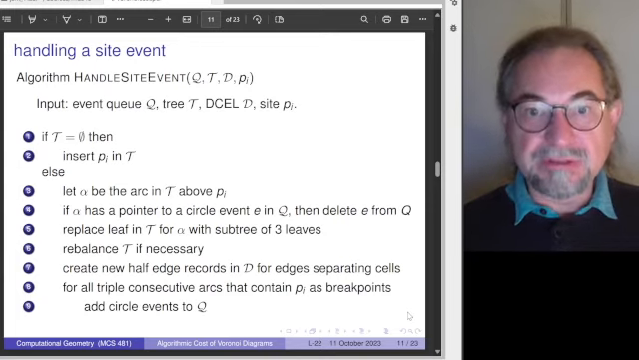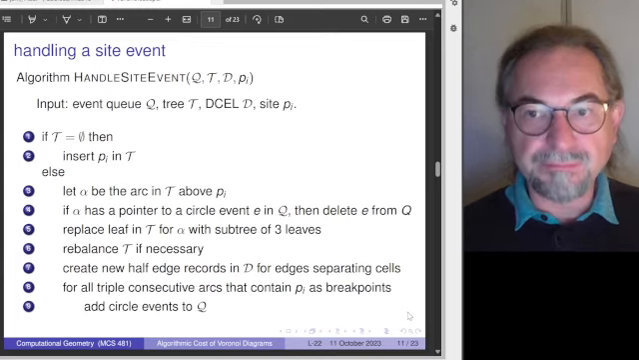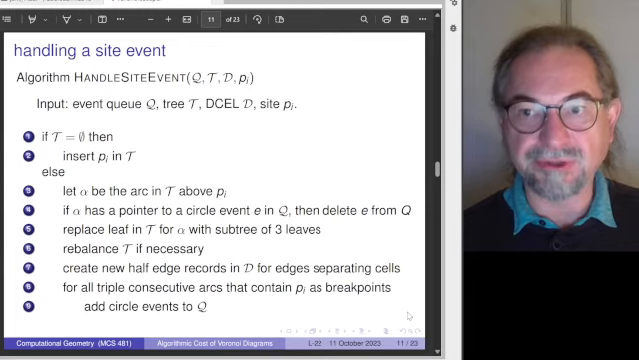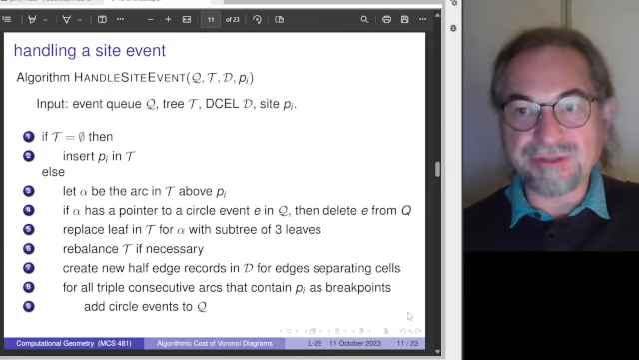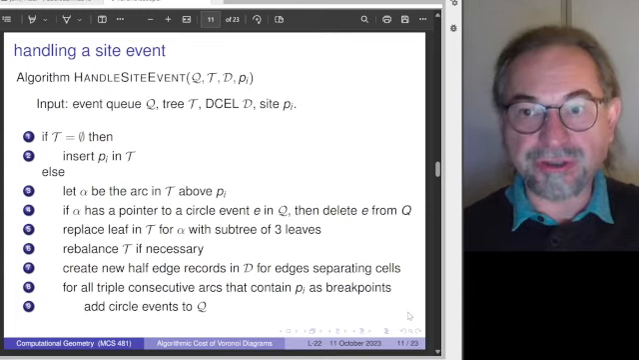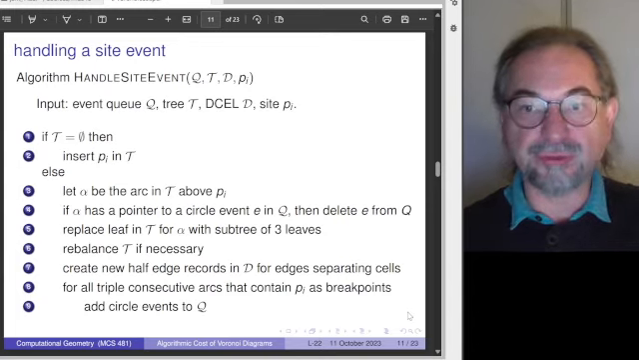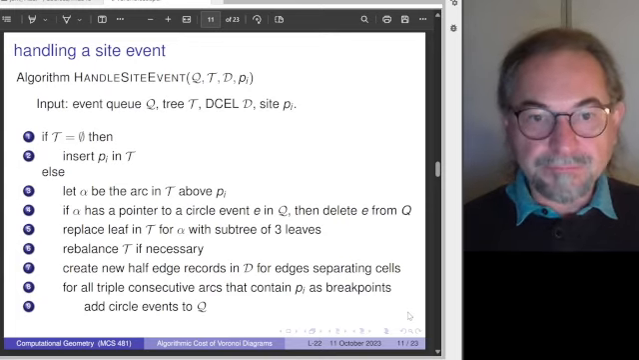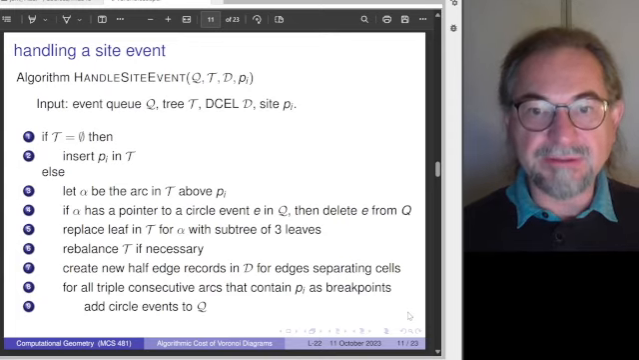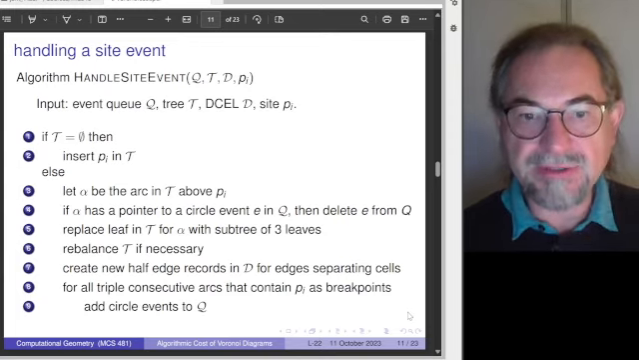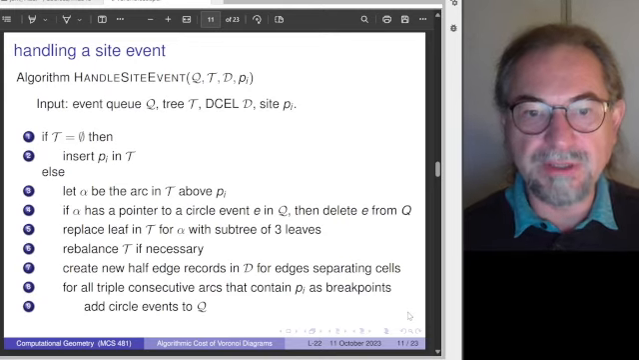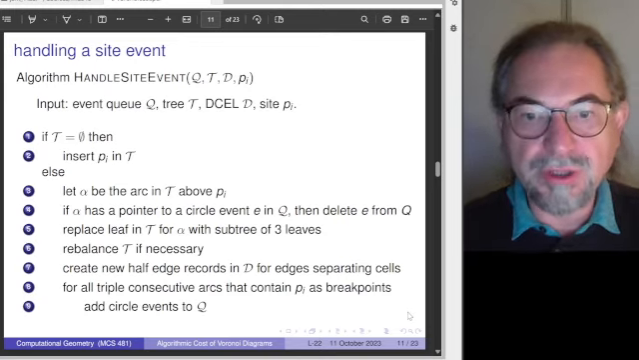It is important that our balanced binary search tree remains balanced. So it's not just one tree with one branch, because that would mean that the searches in that data structure would be linear. We want logarithmic searches. So we update the event queue as well. And also we are going to update the doubly connected edge lists.